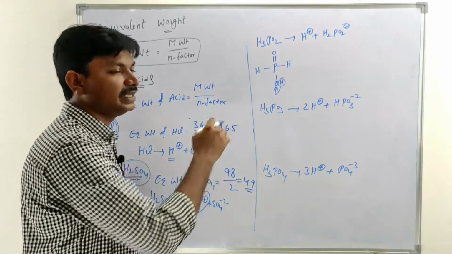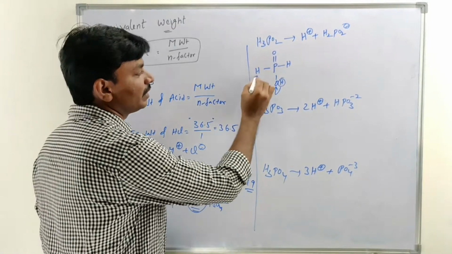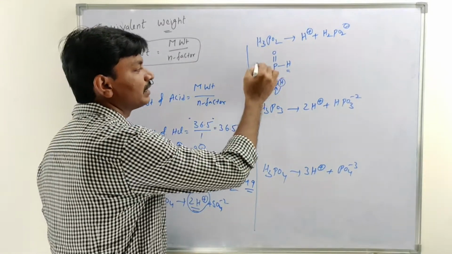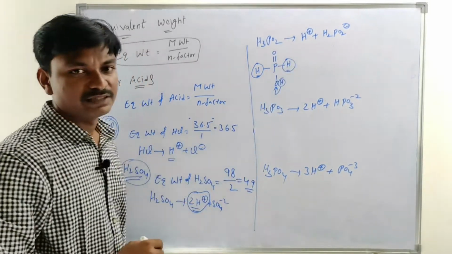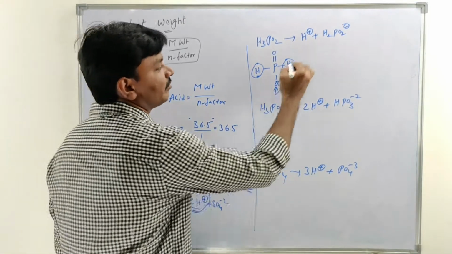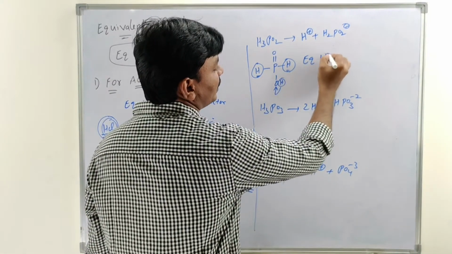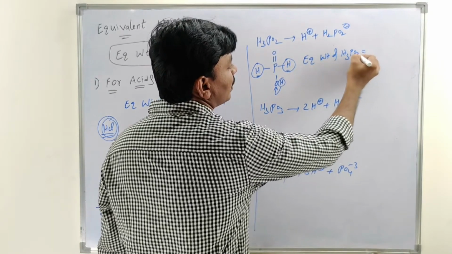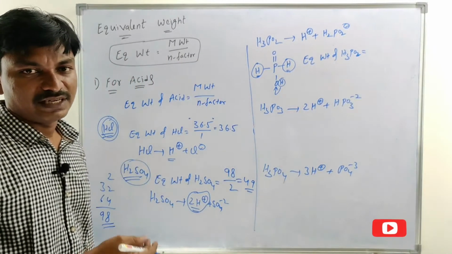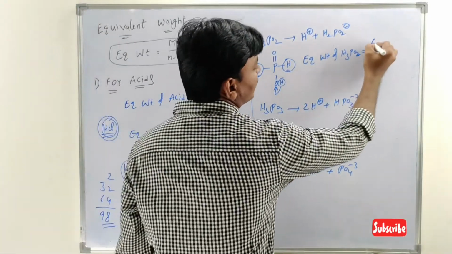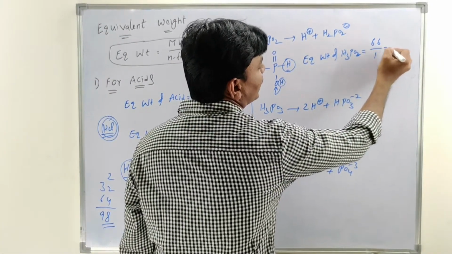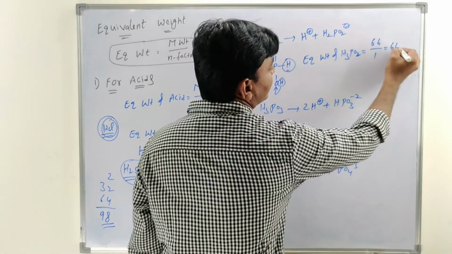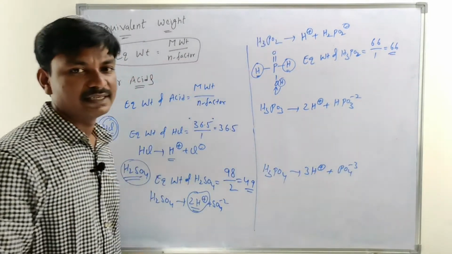That's why its basicity equals 1. The remaining 2 hydrogens are directly bonded to phosphorus, so these 2 hydrogens do not produce H+ ions. The equivalent weight of H3PO2 equals the molecular weight of H3PO2, which is 66, divided by its basicity, 1. Finally, the equivalent weight of H3PO2 is 66.